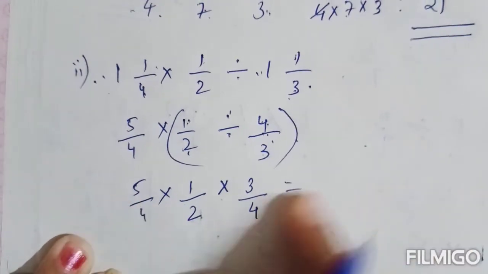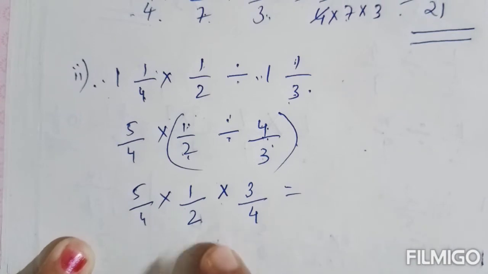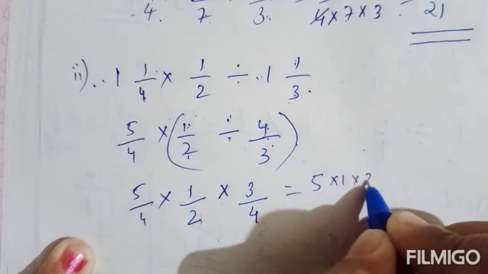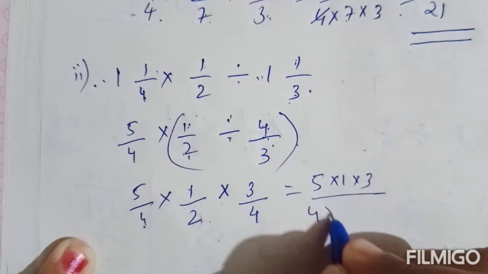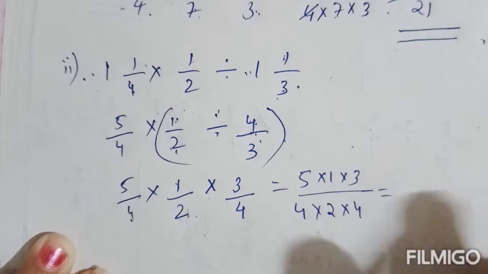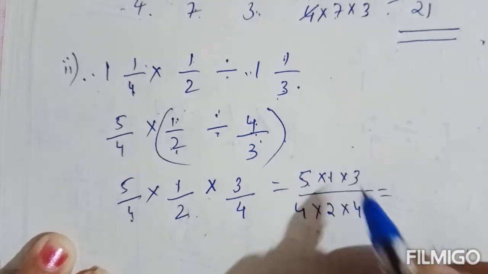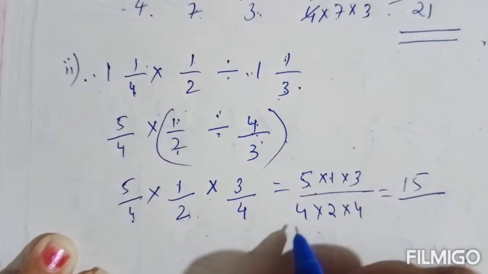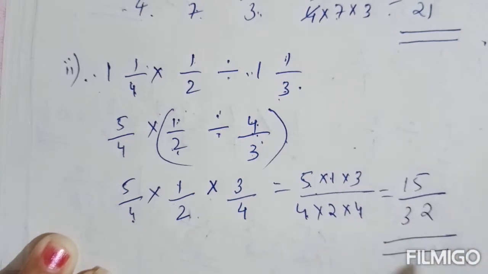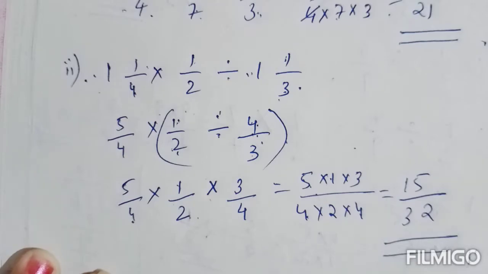So product of numerators by product of denominators, multiplication of fractions. 5 into 1 into 3 by 4 into 2 into 4. On multiplying, what will you get? 5 into 1 into 3 is 15 by 4 into 2 is 8, into 4 is 32. 15/32 will be the answer.